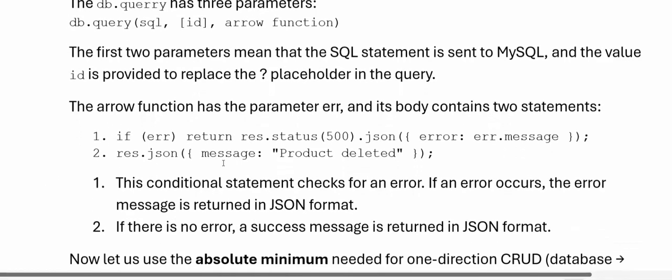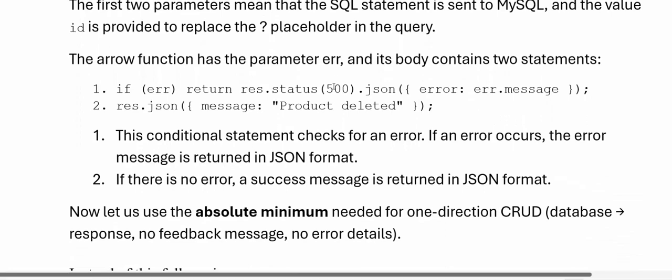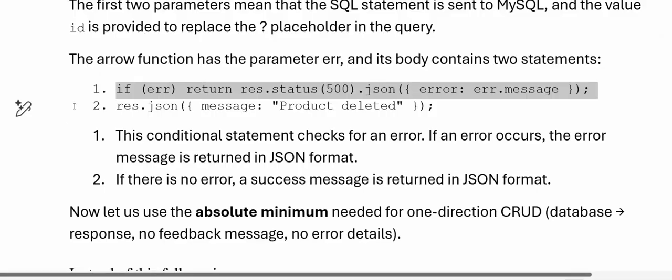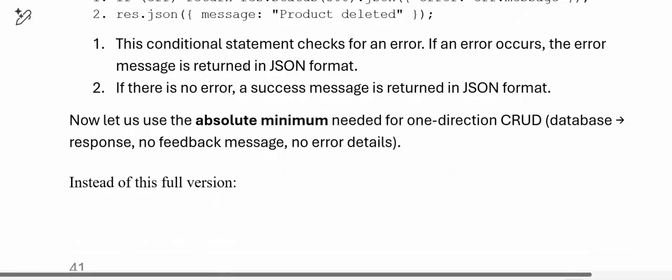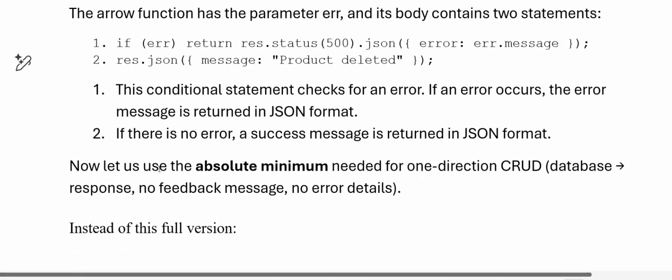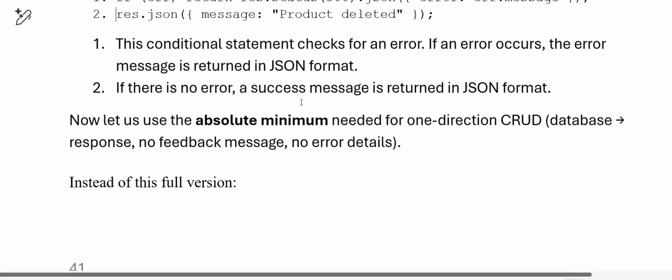The arrow function has the parameter error, and its body contains two statements. Now the explanation. This conditional statement, number one, checks for an error. If an error occurs, the error message is returned in JSON format. If there is no error, the success message is returned in JSON format.